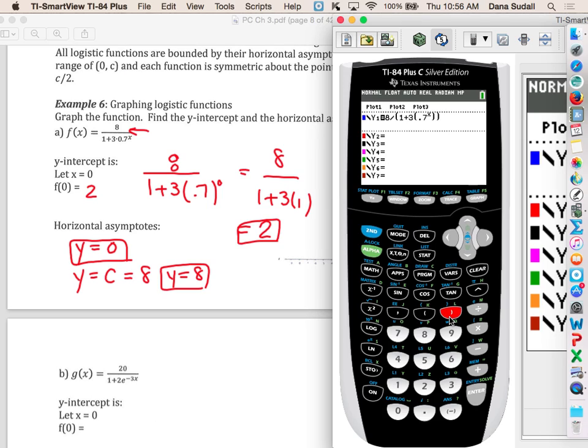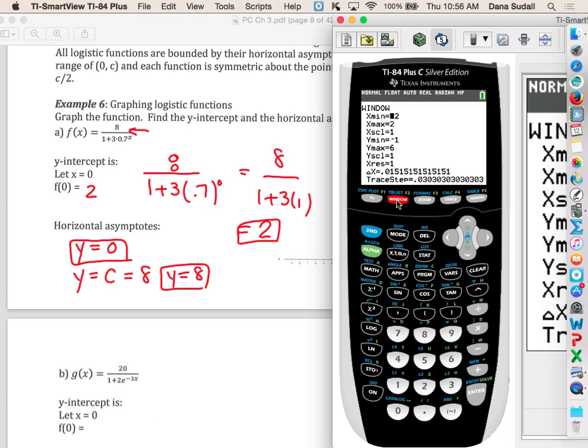So let's look at the graph of this. I need to reset my window to something that makes sense for this graph here. So my x values, I'm not sure what they're going to range from and to, but our x values can be anything we want. So maybe we'll go negative 10 to 10 and see what the graph looks like. And then my y values, my horizontal asymptotes are at 0 and 8. So if I start at negative 1, which would be just below the horizontal asymptote, and go up to 9, one above that asymptote, I should be able to see the entire graph then.